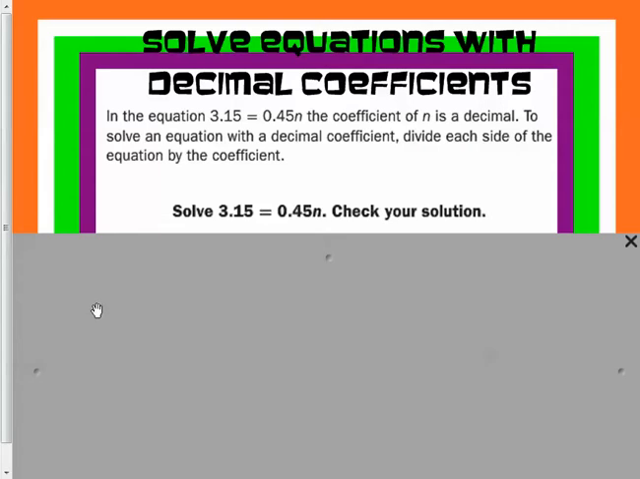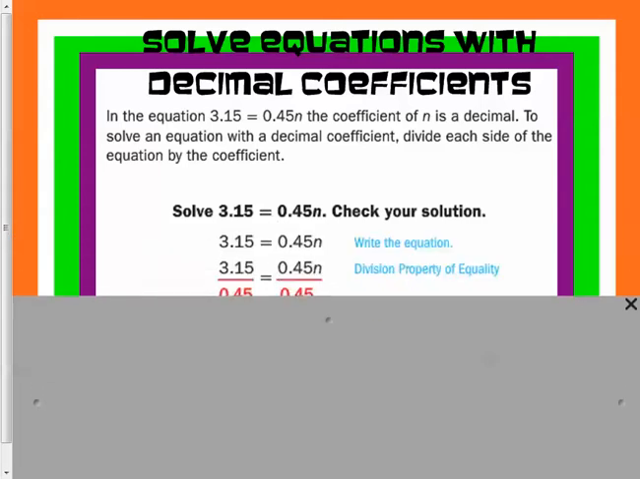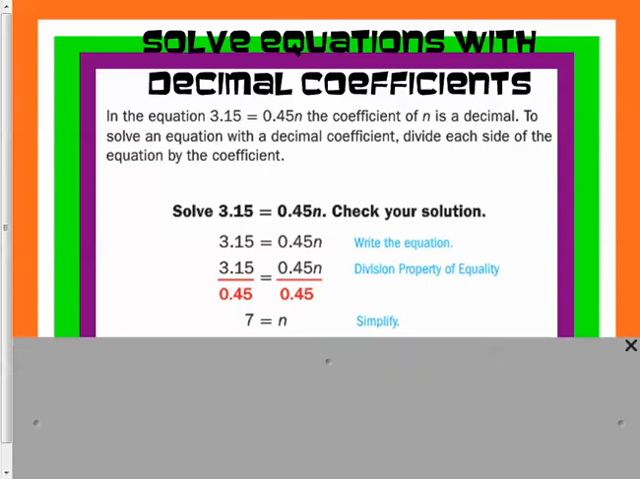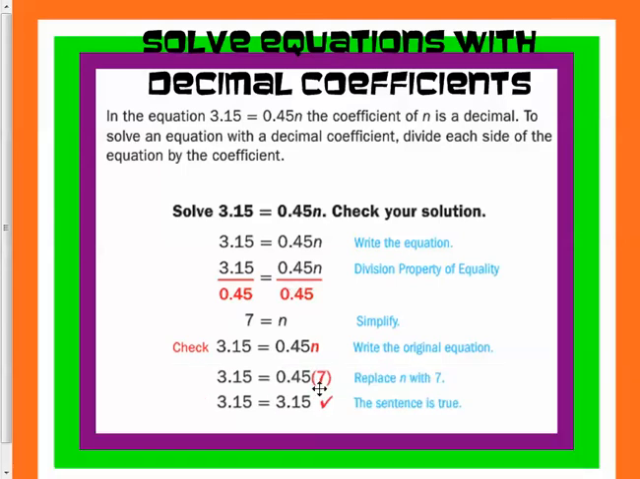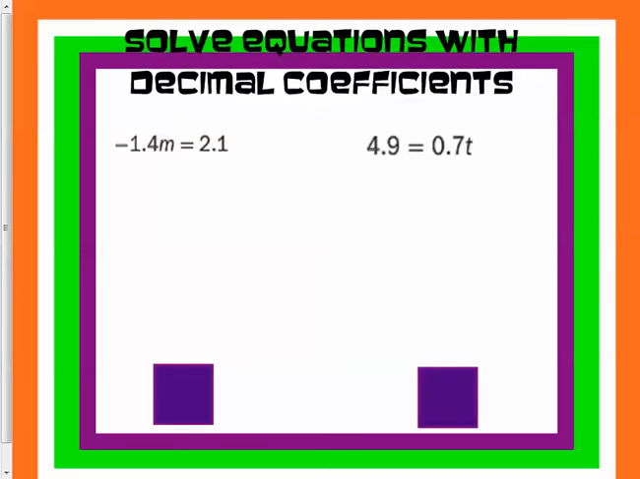What about decimals? Okay, if it's a decimal coefficient, in the equation we have 3 and 15/100 equaling 45/100 times n. We do the same thing as if it was just a multiplication problem with regular plain old integers. So we're going to divide by 45/100, and when we do so, we get n equaling 7. Make sure you have your calculator for these ones because it's going to be really helpful. We also want to check our work, so plug in 7 times 45/100 and we get 3 and 15/100, so it works. Okay, why don't you try these two, and I'll be back in just a second to show you what I did.